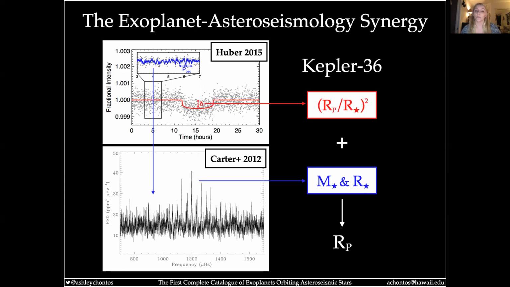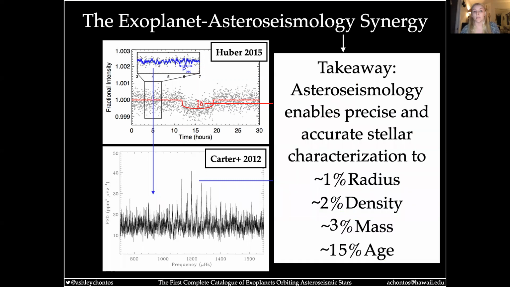And the important thing I'd like to point out is that this is just one example where asteroseismology works together with exoplanet science. In reality, we know that asteroseismic analyses provide a full suite of precise stellar properties, all of which are important for understanding the planets that orbit them. Specifically, ensemble studies generally yield uncertainties of 1% in radius, 3% in mass, and 15% in age.